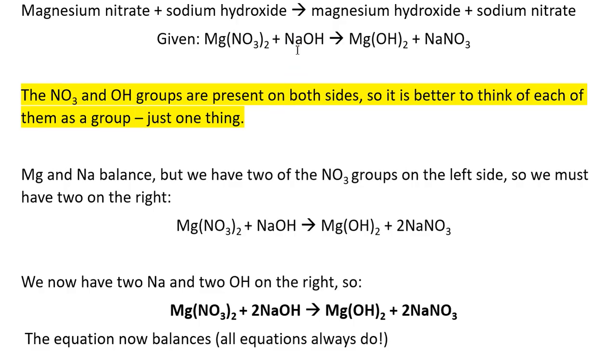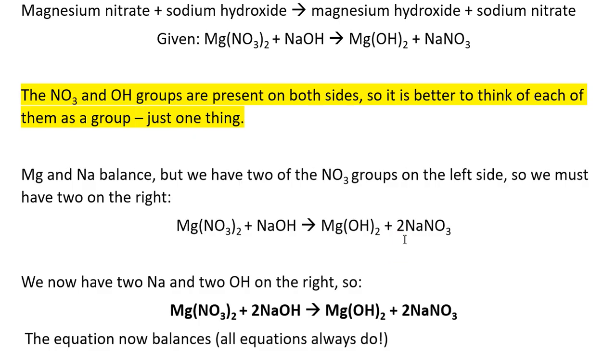Na, 1 on the left, 1 on the right to begin with. OH, I've got 1 on the left and 2 on the right. So my problem is going to be with my groups. Mg and Na balance. 2 of the NO3 groups on the left, I must have 2 on the right. Let's do that. So I start by saying 2 NaNO3.